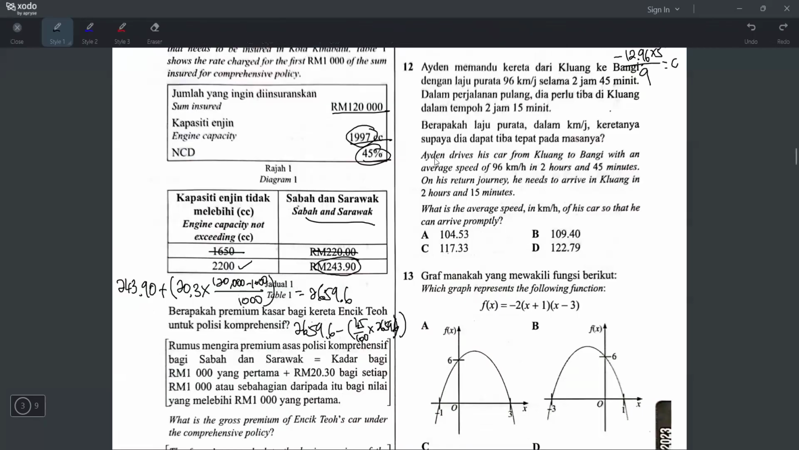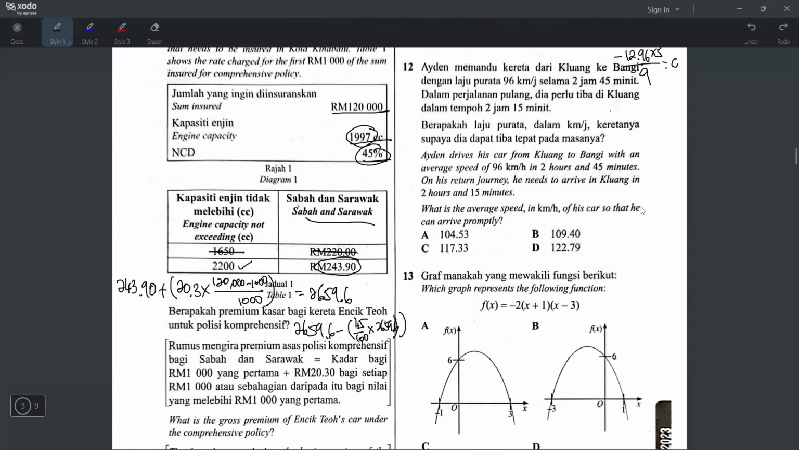Okay, number 12. Aiden drives his car from Kluang to Bangi with an average speed of 96 km per hour in 2 hours and 45 minutes. On his return journey, he needs to arrive in Kluang in 2 hours and 15 minutes. What is the average speed in kilometer per hour of his car so that he can arrive promptly? Okay, so the journey is he goes from Kluang to Bangi and then from Bangi back to Kluang.